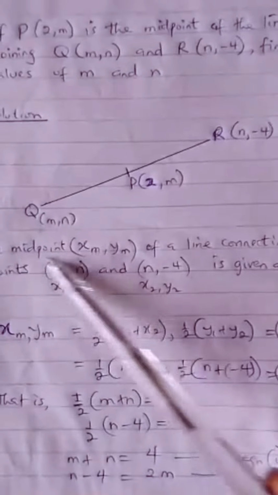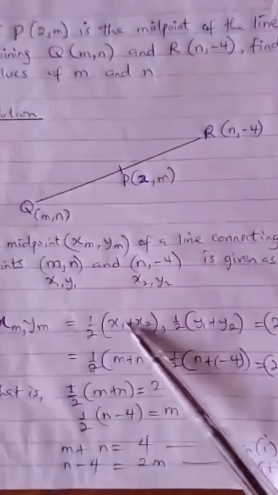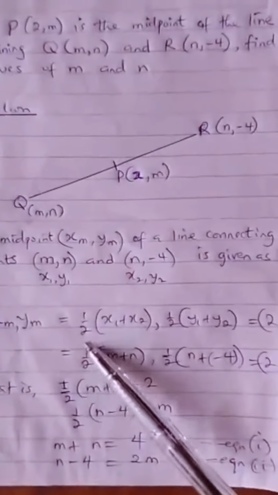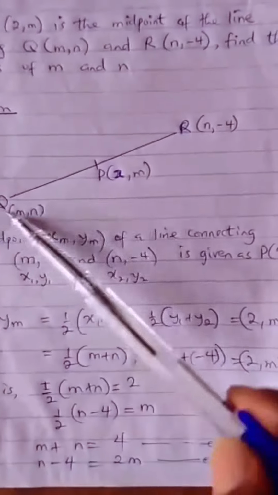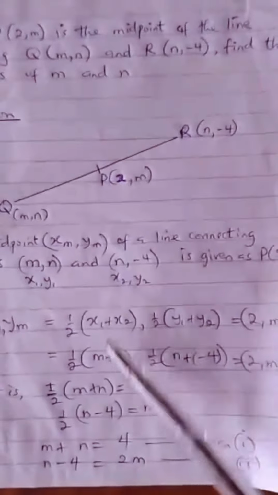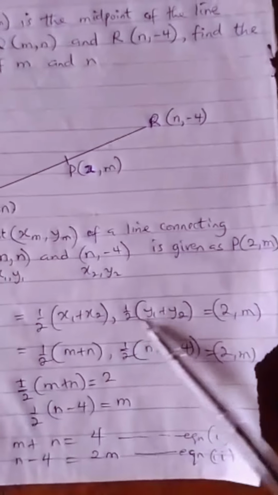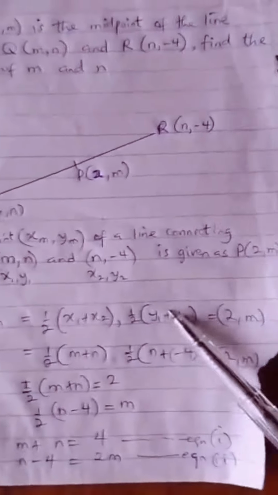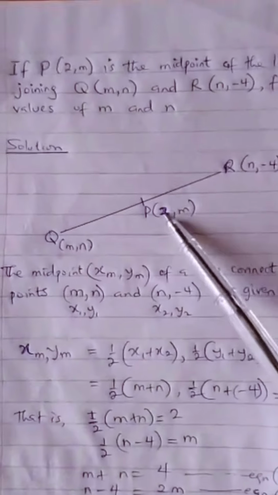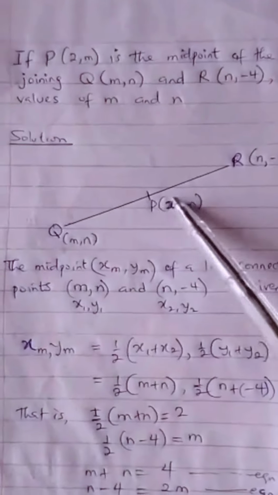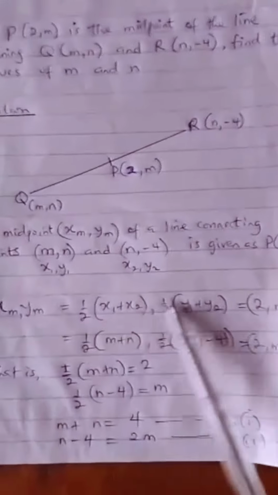So you remember your midpoint formula. It is half of the sum of the x values of the two extreme ends, and then half of the sum of the y values of the two extreme ends. We are given 2 and m as the coordinates of the midpoint. This is the formula for the midpoint.